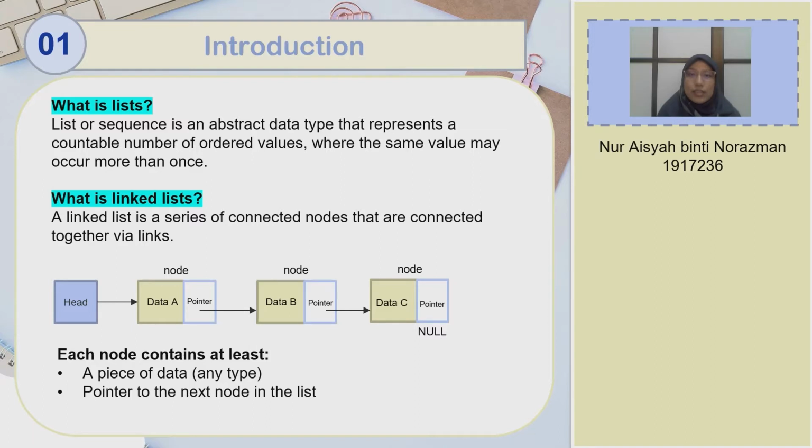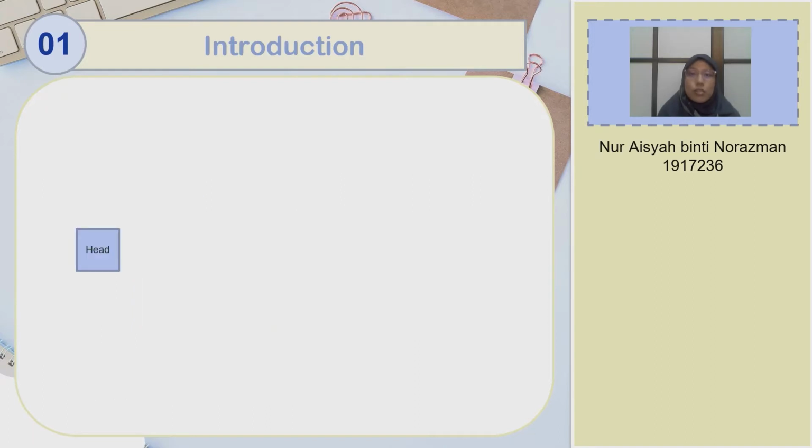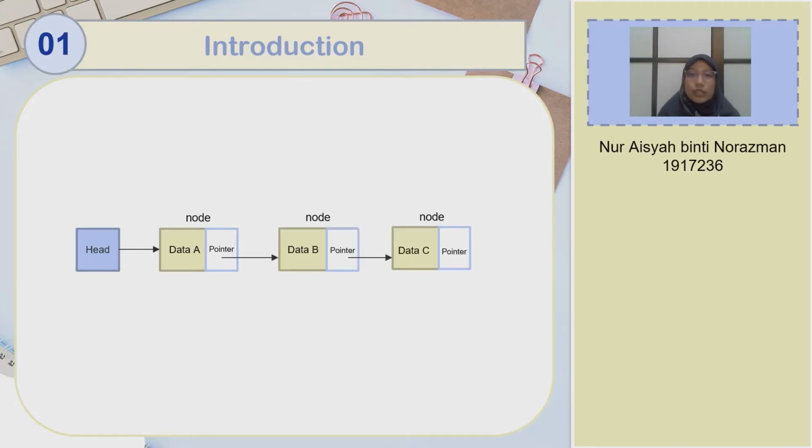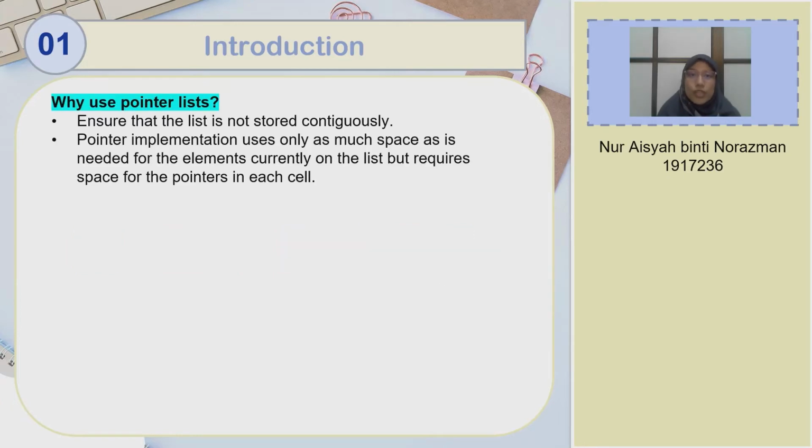In the linked list, there is a head that points to the first node. Each node contains at least a piece of data, any type of data, and a pointer to the next node in the list. The last node will point to the null value. Why use pointer list? We use pointer list to ensure that the list is not stored contiguously and use only as much space as needed for the elements currently on the list. It only requires space for the pointer in each cell.